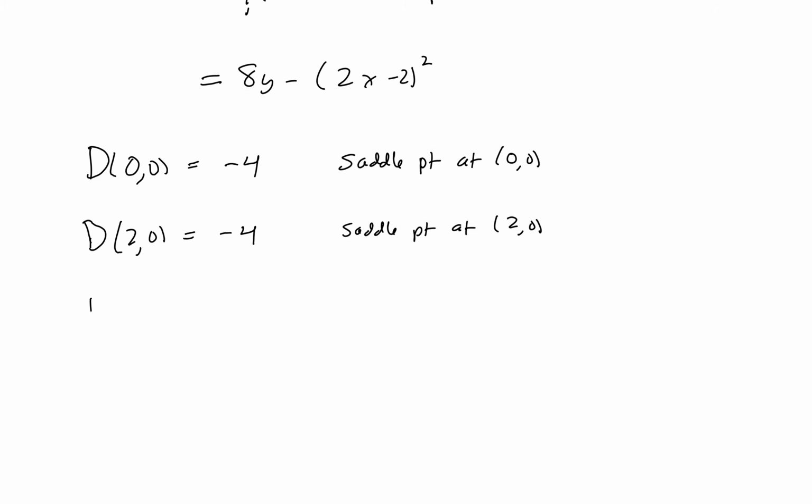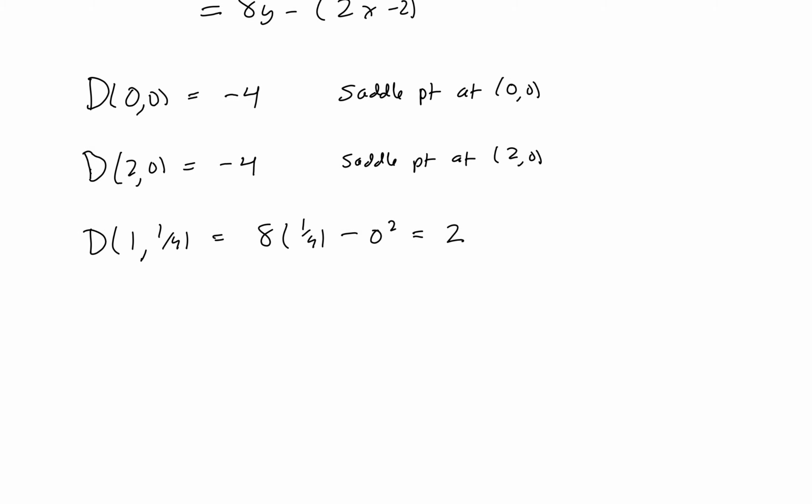And then finally, if I plug in 1, 1/4, I get 8 times 1/4 minus 0 squared. So this is 2. So that means we have a local max or min. So then we look back at the second derivative with respect to x at this point, and this is 1/2, which is bigger than 0. So just like in the one variable case, this gives me a local min.